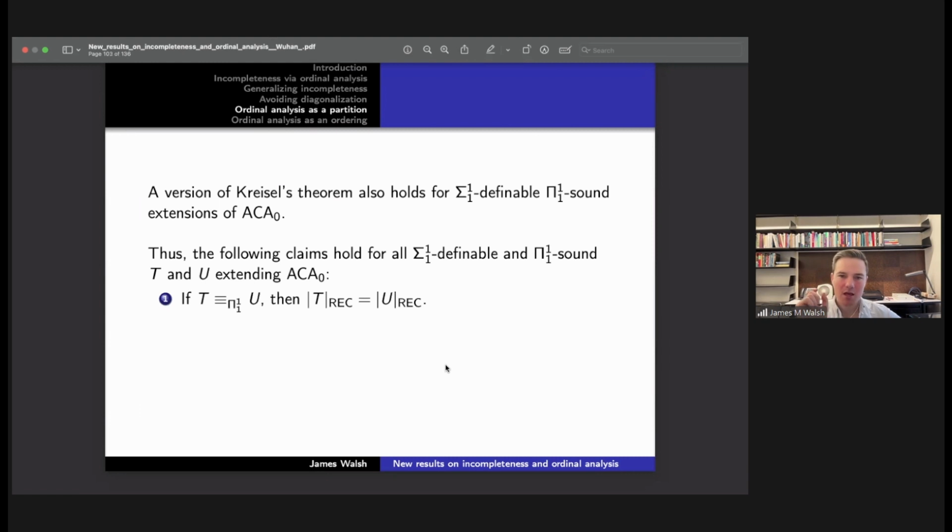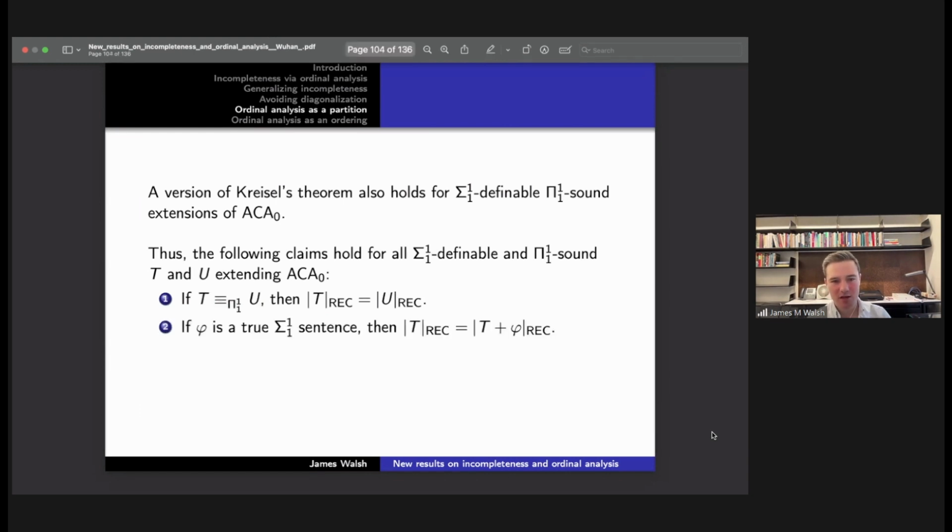So why is this true? Well, remember, the claim that a recursive linear order is well-founded is a Π^1_1 claim, right? So if T and U prove the exact same Π^1_1 claims, then they prove the well-foundedness of exactly the same recursive linear orders. And if they prove the well-foundedness of the exact same recursive linear orders, then just by definition, they have the same recursive proof theoretic ordinals. So that's what's going on there.